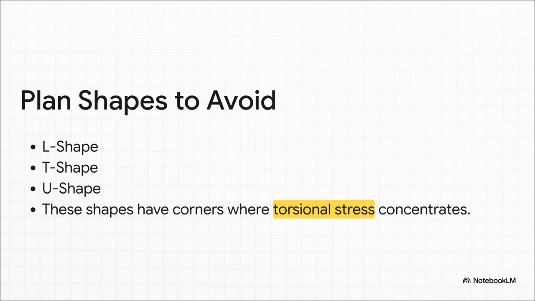Now, let's call out the usual suspects when it comes to shape. L shapes, T shapes, U shapes, they're all inherently a problem. Why? Because they create what we call re-entrant corners. You know those inside corners where the shape folds back in on itself? Well, during an earthquake, those corners become stress magnets. They just attract and concentrate all the torsional forces, and that can lead to failure. The ARE loves to ask about these shapes.